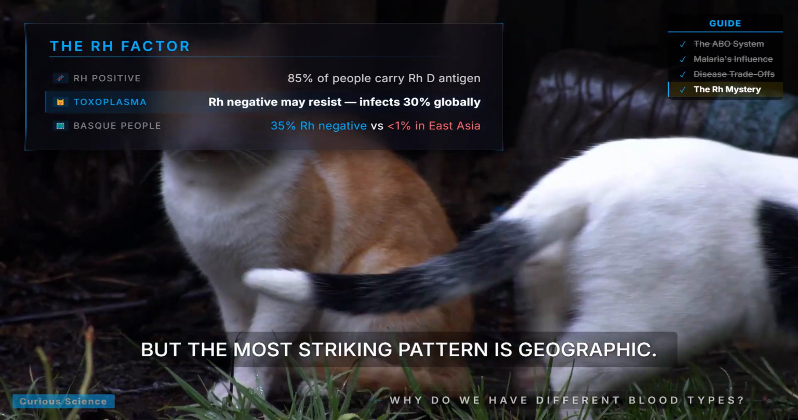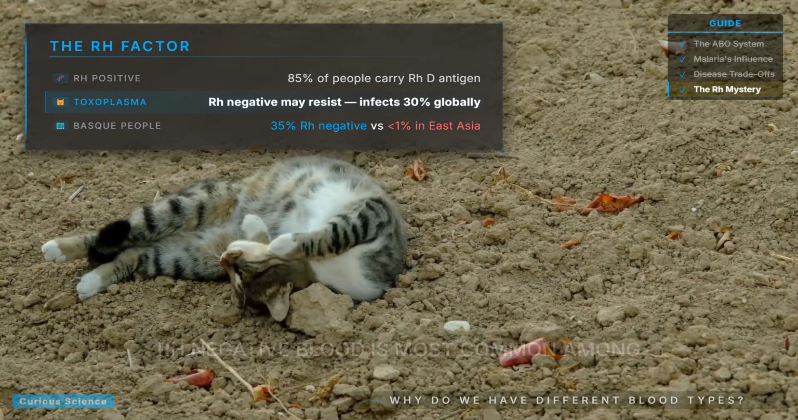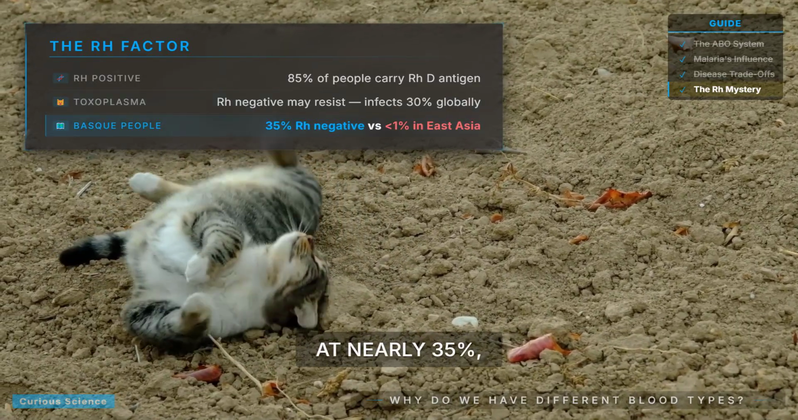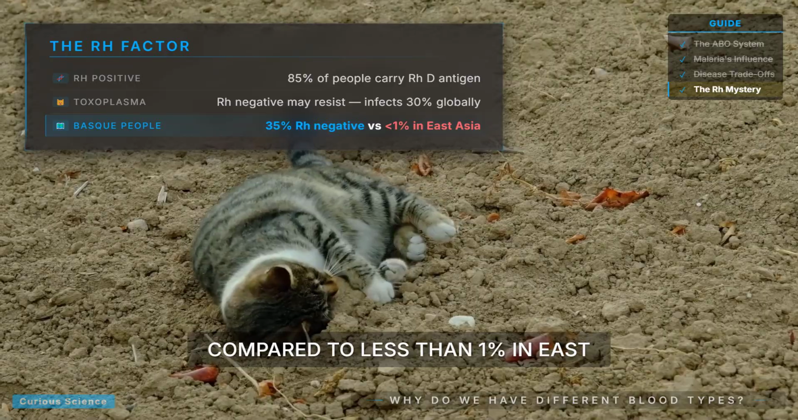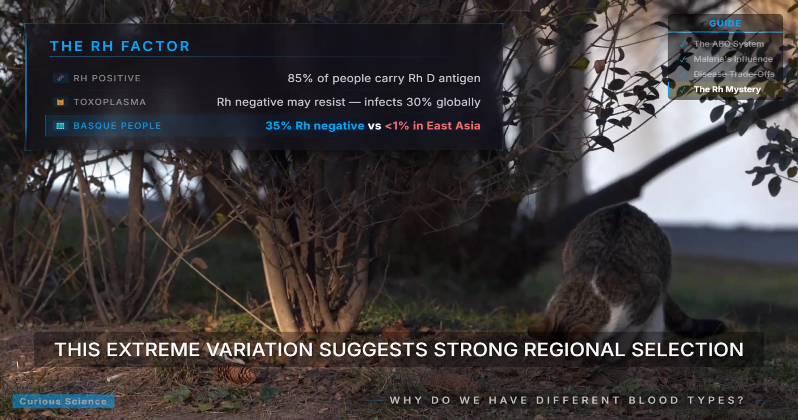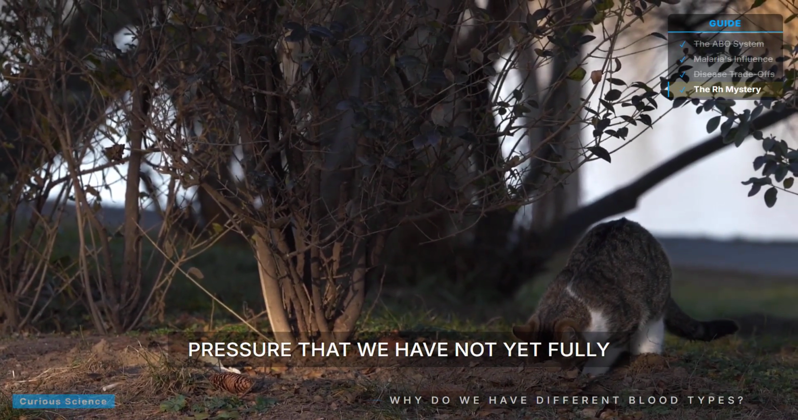But the most striking pattern is geographic. Rh negative blood is most common among the Basque people of Spain and France, at nearly 35%, compared to less than 1% in East Asian populations. This extreme variation suggests strong regional selection pressure that we have not yet fully identified.